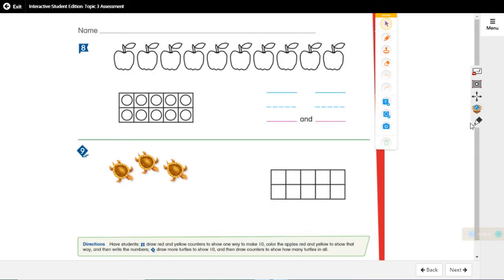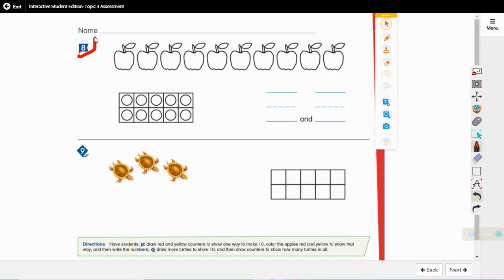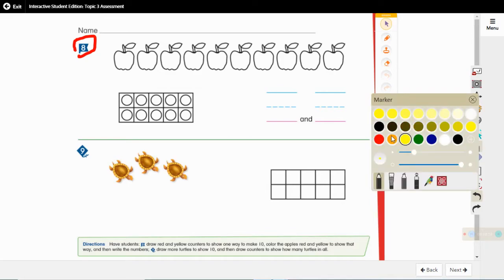What you need to do up here for number 8 is you need to color some of these counters red and some of them yellow. And then however many counters you color red, you need to color that many apples red. However many you color yellow, you need to color that many apples yellow. So I'm going to do one, but I want you to do a different number than I do.